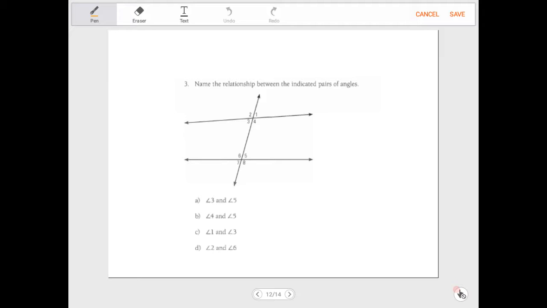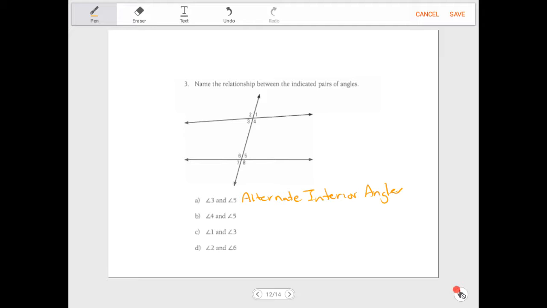All right, it says name the relationship between the indicated pair of angles. Okay, well, we can do that. Angle 3 and angle 5. Well, angle 3 and angle 5 are both inside of the parallel lines, so that's going to be alternate interior angles. Remember, they are interior because they're inside the parallel lines, and they are on opposite sides of the transversal.